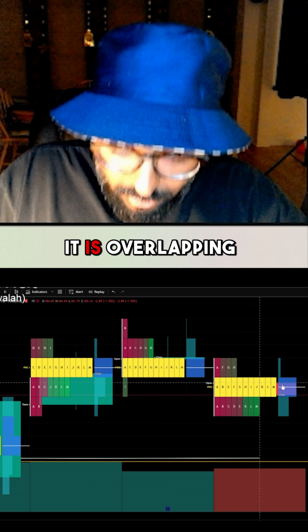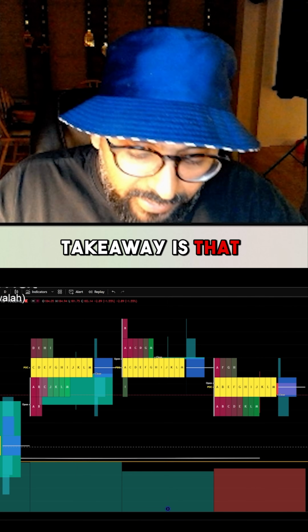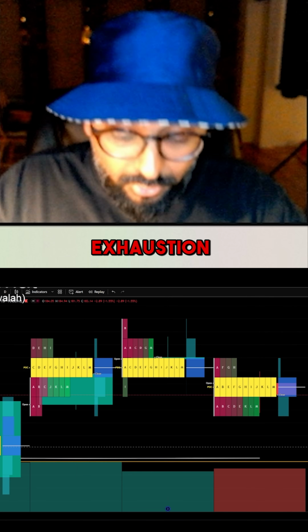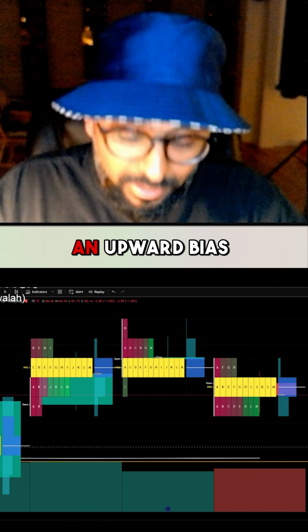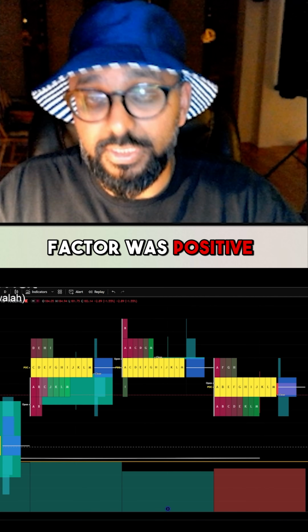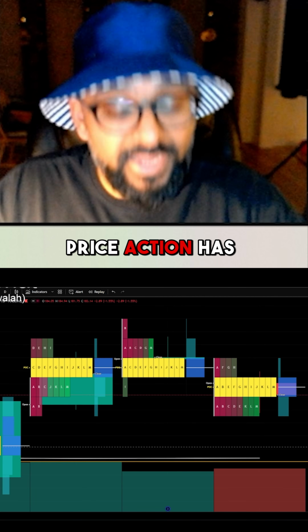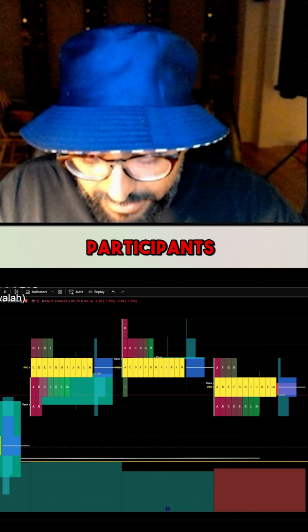I said that it is overlapping lower. So the value for NVIDIA is lower. The most important takeaway is that on low volume, value moved lower. There were no tails that show exhaustion, nor any range extension that shows initiative buying or selling. Price action has an upward bias because the rotation factor was +1. However, value drifted lower. This suggests forward price action has a weak conviction. In conclusion, the profile is showing a lack of market participants and is awaiting more information before a convictional move.